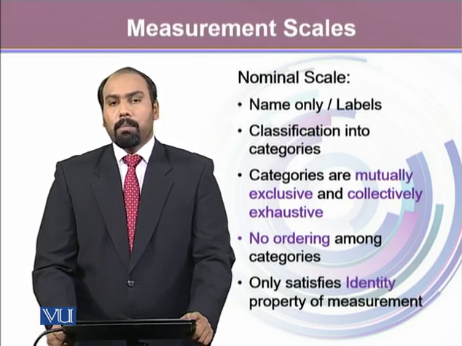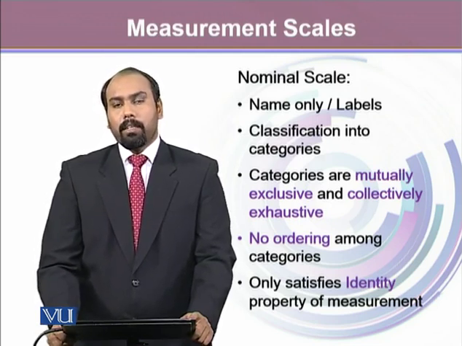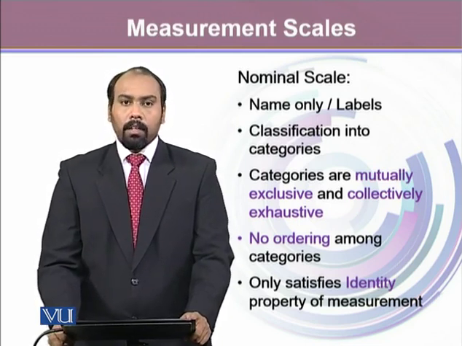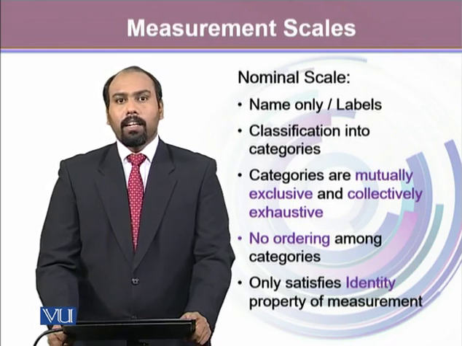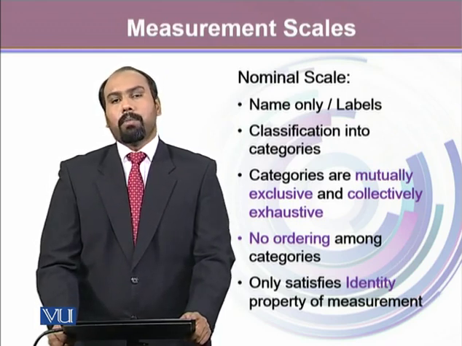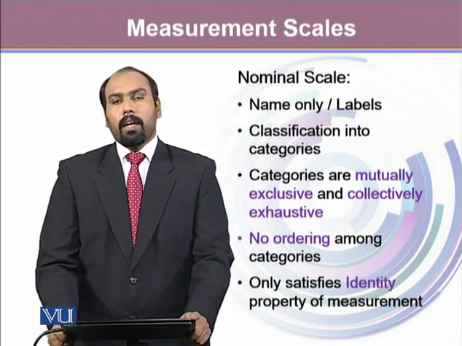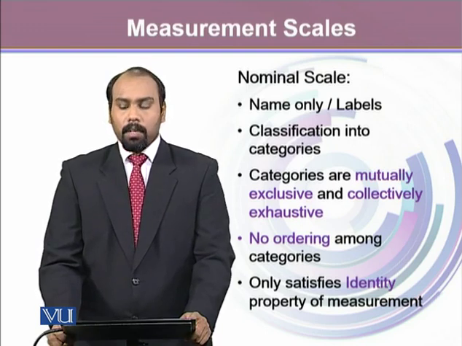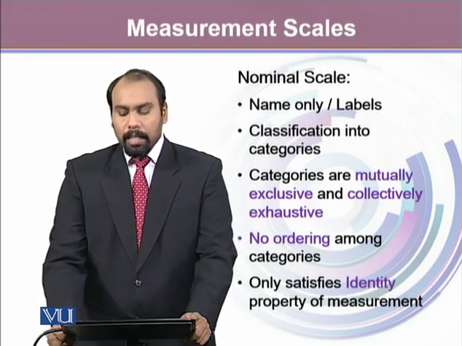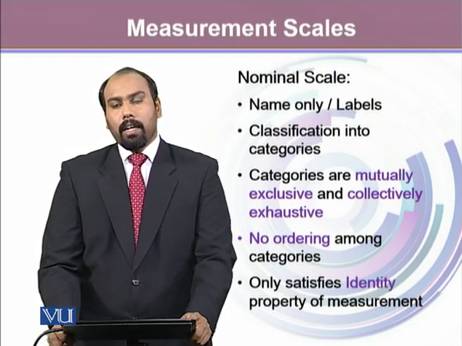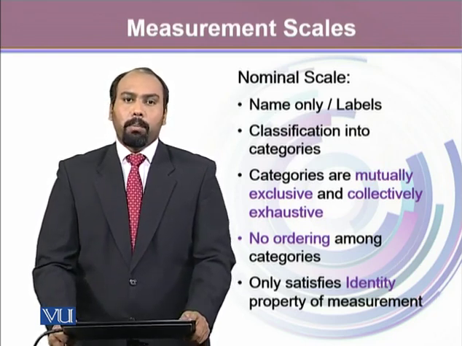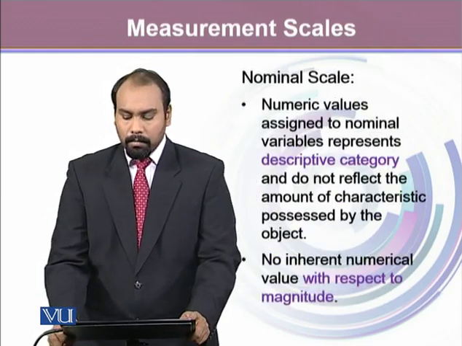For a nominal scale variable, each category is mutually exclusive and collectively exhaustive. That 1 is a unique number, 2 is a unique number, and they cannot mix and match. Similarly, they do not have any ordering in the values, since these are just the names. And they only satisfy the first property of measurement, that is identity.